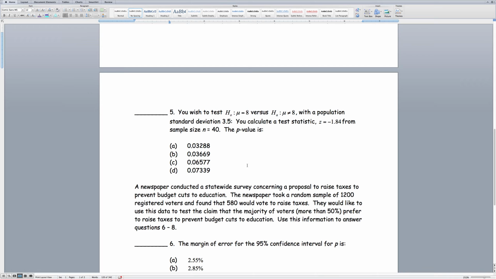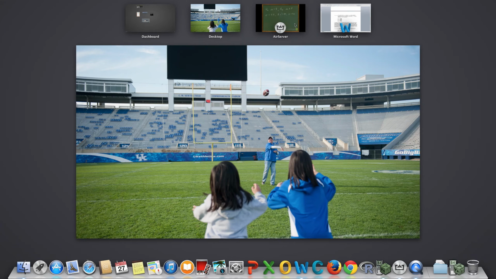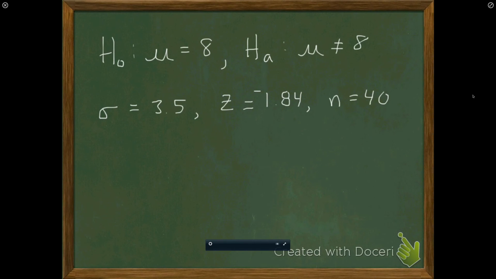And we have a population standard deviation of 3.5, and a z-value of negative 1.84, and a sample size equal to 40. And we want to find the p-value. So let me go back over to the air server. I've already set all this up.